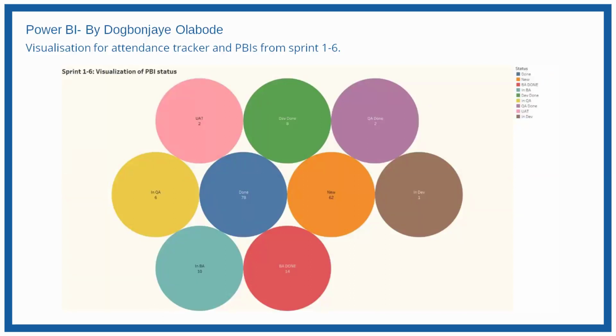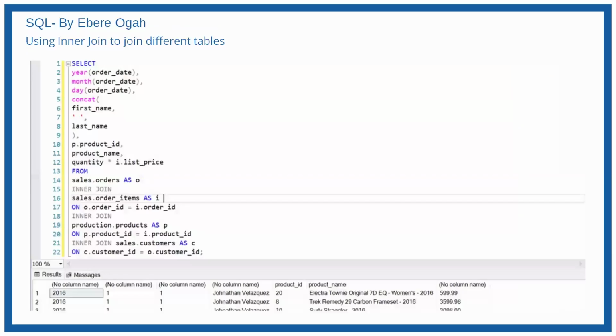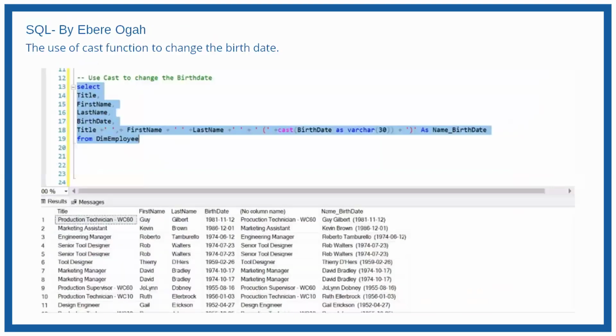Visualization for attendance tracker and PBIs from Sprints 1 to 6 done by Olabode. Next slide, please. The SQL work done by Ebere using inner join to join different tables. Next slide, please. Another snapshot of SQL, use of the cast function to change the birth date of the employee. Next slide, please.